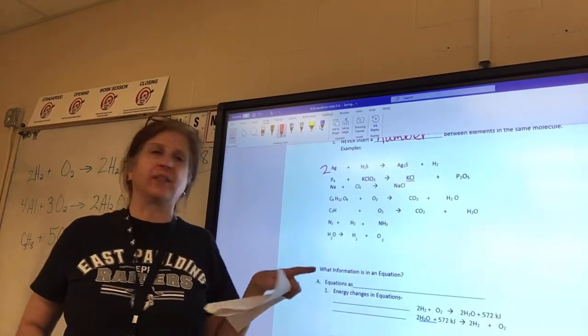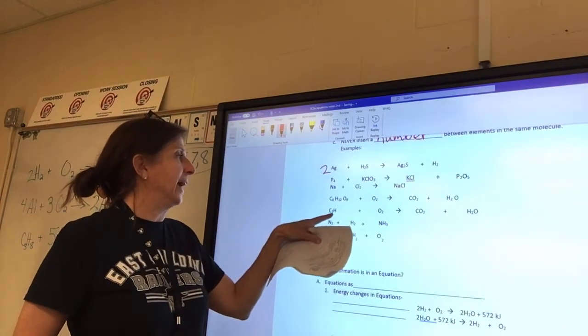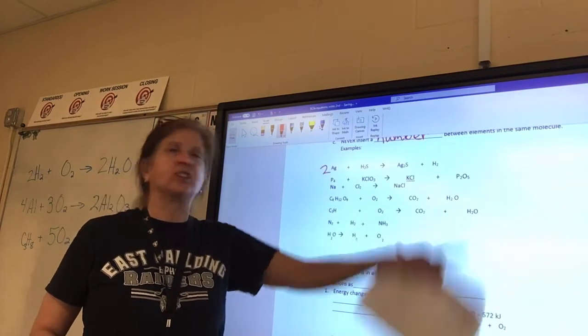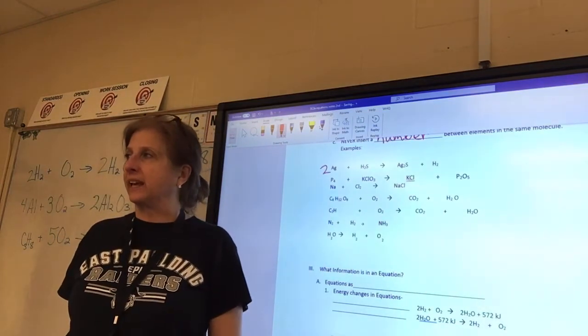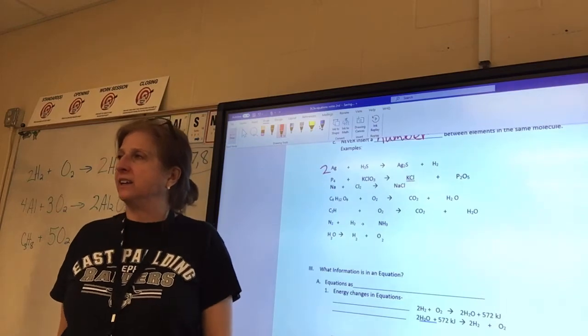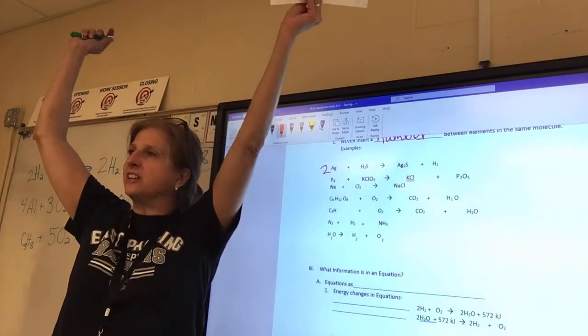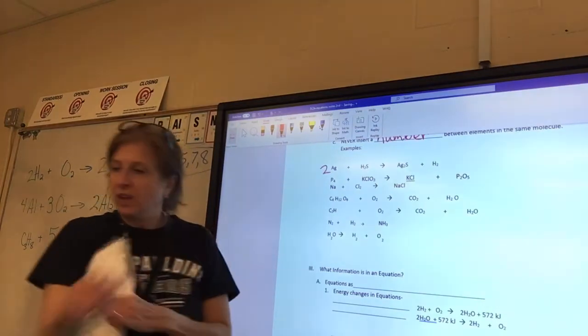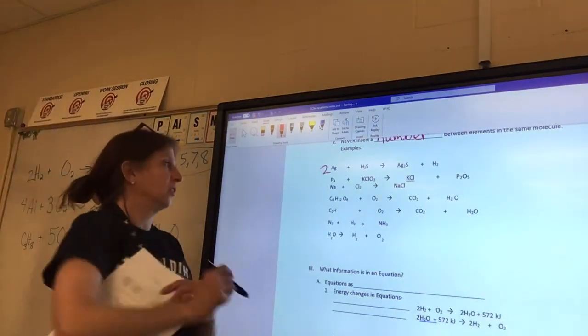I've got more on mine than you do. The C2H plus O2 plus CO2 plus H2O. We're going to do that one together, and I'm going to show you a little trick. I call it the amazing doubling rule. All right, so let's do this one together. Got to stop using the marker and use the pointer.